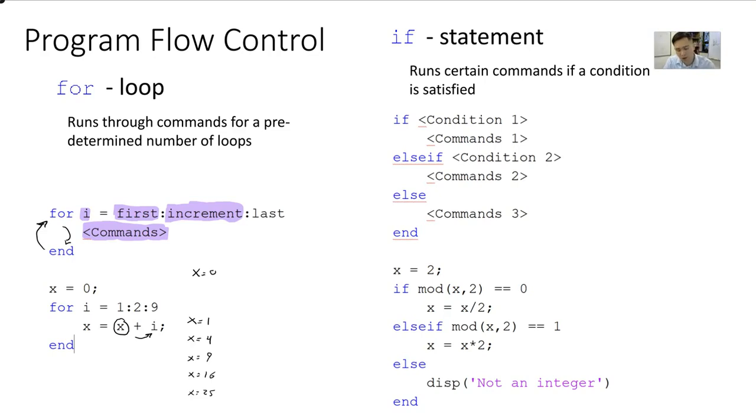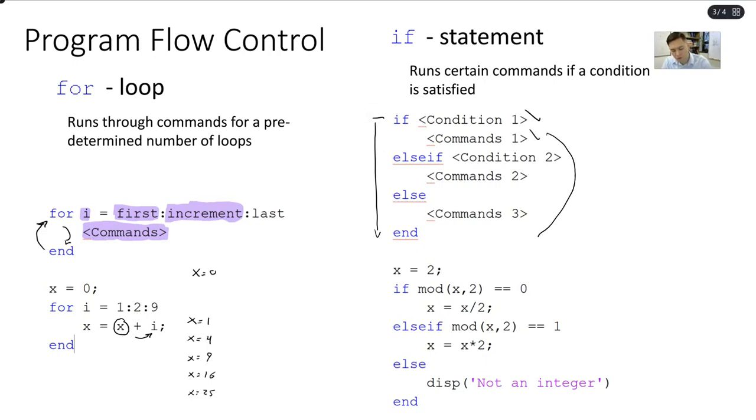For an if statement, what happens is you start at the top and you work your way through to the end, and then you keep going. There's no returning back to the top of the if statement unless you're nesting that if statement inside a for loop. So what is an if statement? It runs certain commands if a condition is satisfied. So if we're starting at the top, what we do is we test, is our condition 1, whatever that may be, satisfied? If it's true, then we run commands 1.